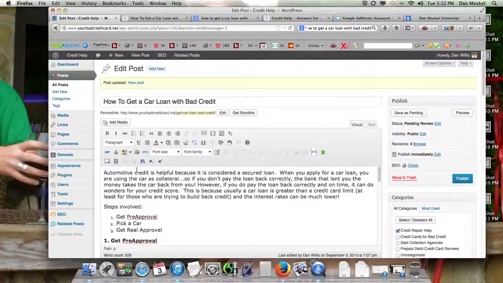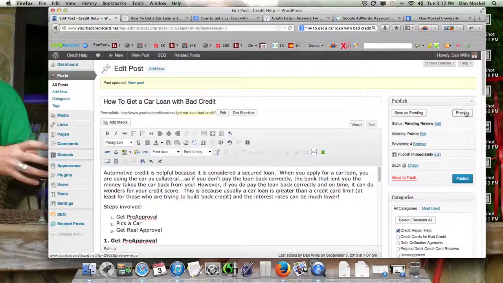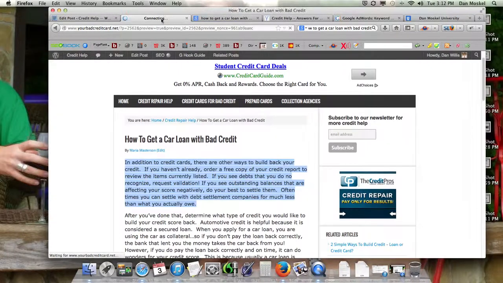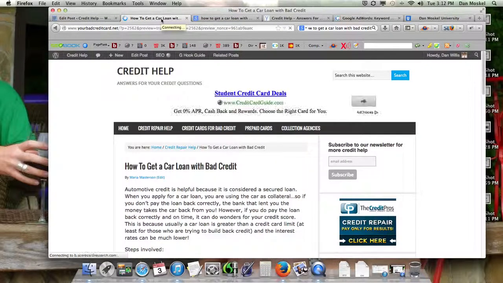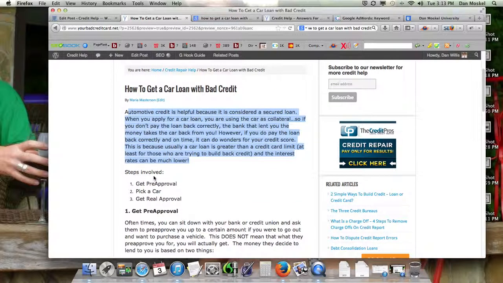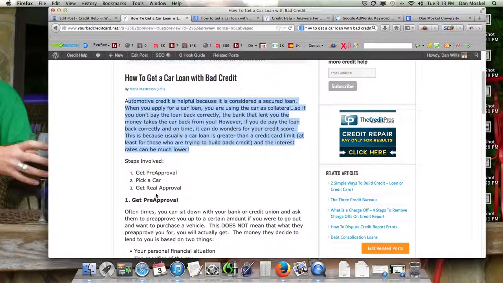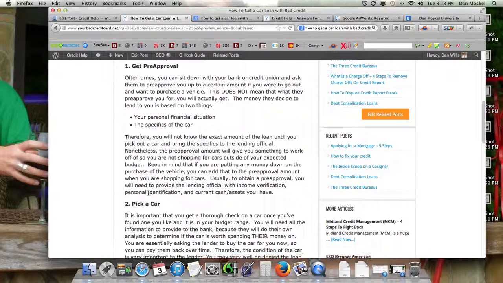The other thing we're going to mention is, here, let's go ahead and preview this so you can see the update. How to get a car loan with bad credit. Automotive credit is helpful because it's considered a secure loan. That makes more sense. And then right away we're talking about the steps involved with getting a car loan when you have bad credit. That just makes more sense.